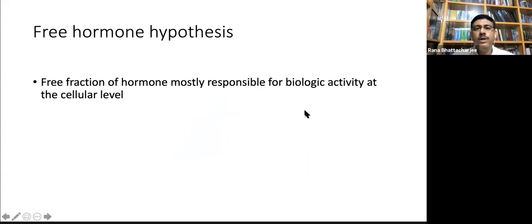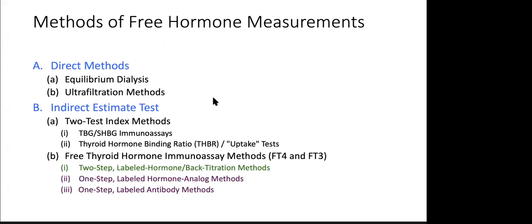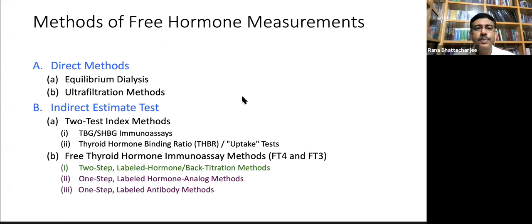The measurement of free hormone, as you all know, is based on the free hormone hypothesis, which states that the free fraction of the hormone is actually responsible for the biologic activity of that particular hormone at the cellular level. But there are exceptions to this as well. For example, with testosterone, the free plus albumin bound fraction can be considered as bioactive. But again, that is not important for this discussion. What is important is the methods by which we can assay these particular hormones, the free hormones.